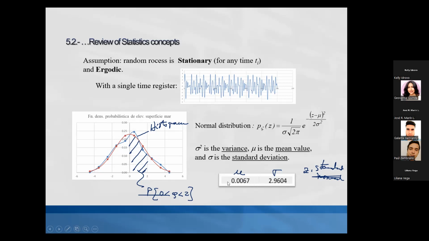And you see that the mean value is very, very small. That's typical of the wave elevation. You can expect that you go up to positive values with the same probability that you go down to negative values. That's why you expect the mean value to be very small. And this is the standard deviation. So you calculate sigma squared, and then you take the square root of that. So that's a measure of how distant you are from the mean value.